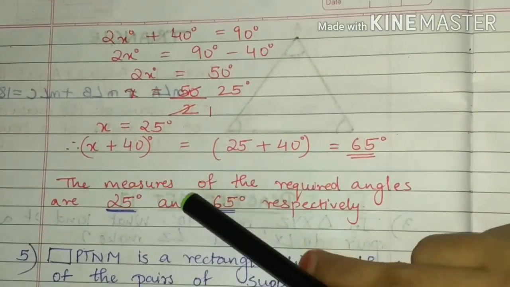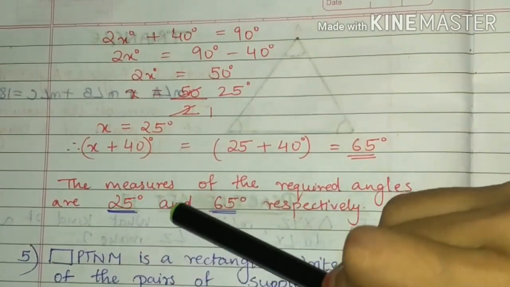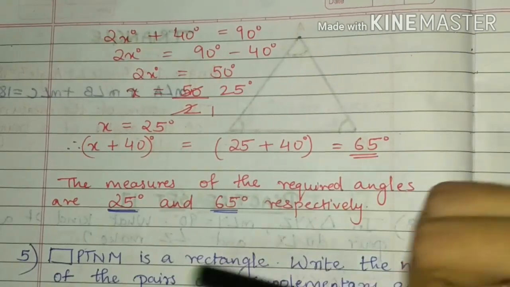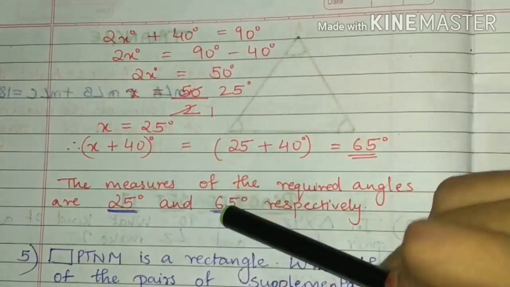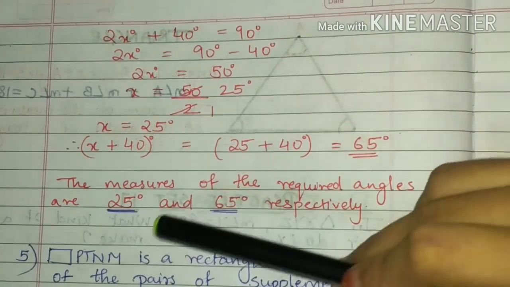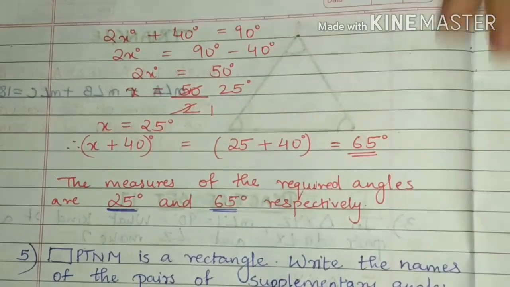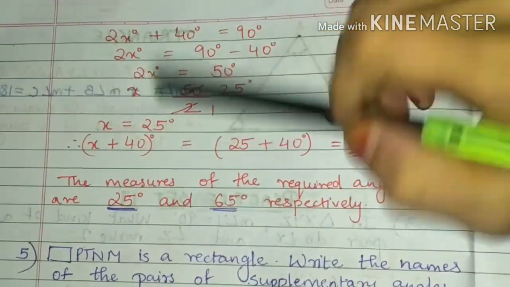See, the measures of the required angles are 25 degree and 65 degree respectively. You can check, 25 plus 65 is how much? 90. So these two angles make a complementary pair. Okay, so this was your fourth sum.